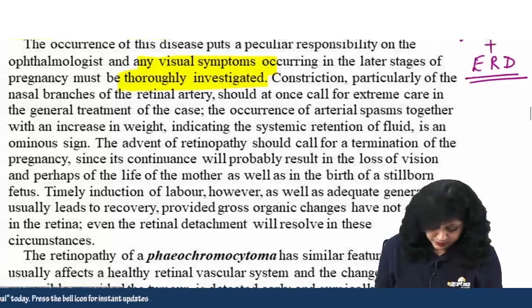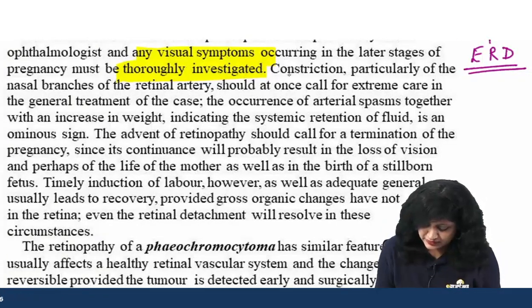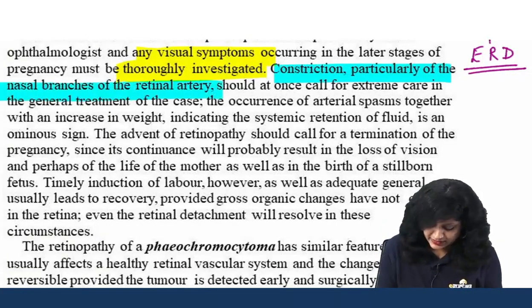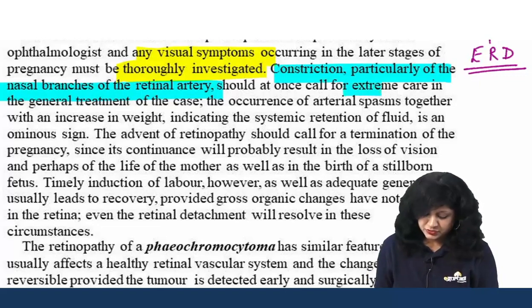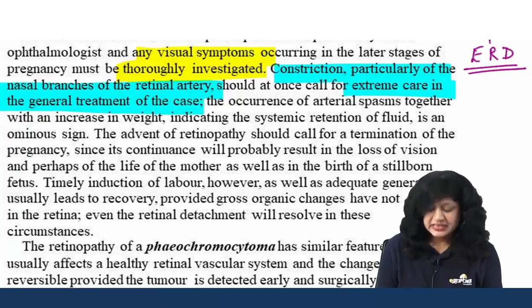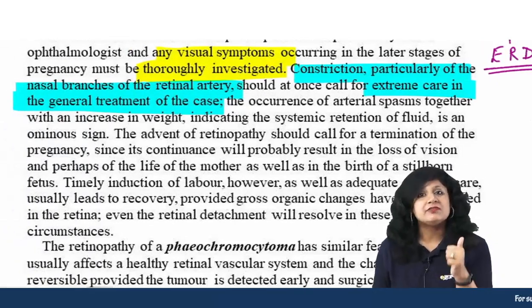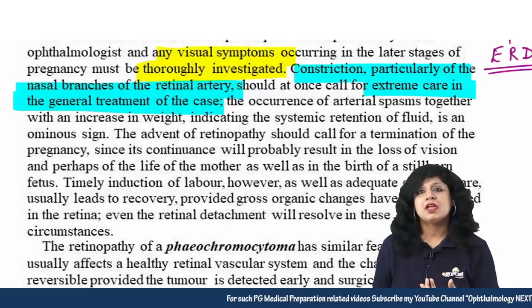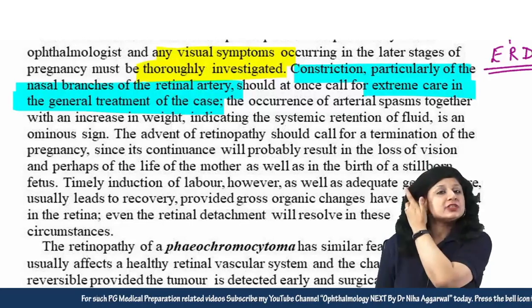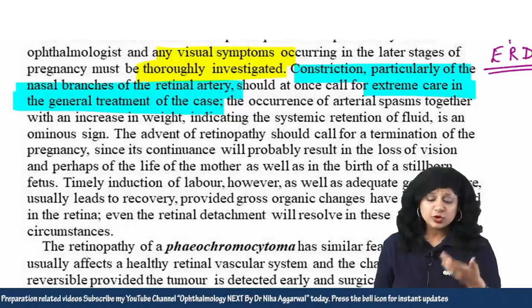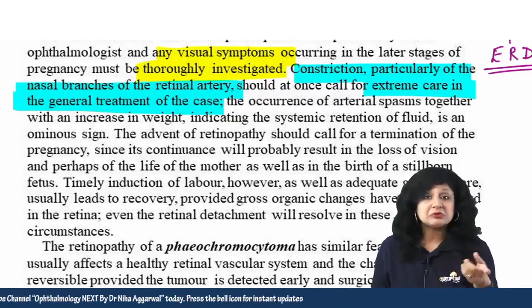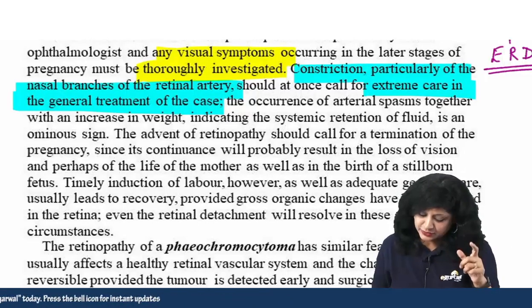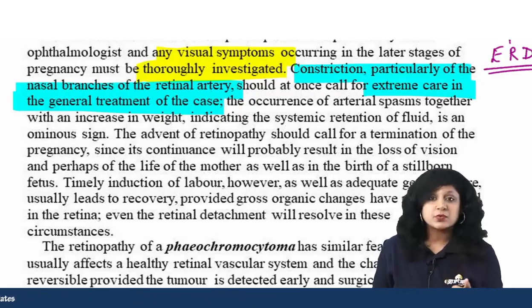Constriction, particularly of the nasal branches, so obviously the nasal angiospasm that is there, should at once call for extreme care in the general treatment of the case. See, they are giving you guidelines. Now this can very well be a part of the question, asking what is the important thing where you start thinking that you should follow this patient. So we have the constriction, particularly of the nasal branches, and the occurrence of arterial spasm together with an increase in weight.